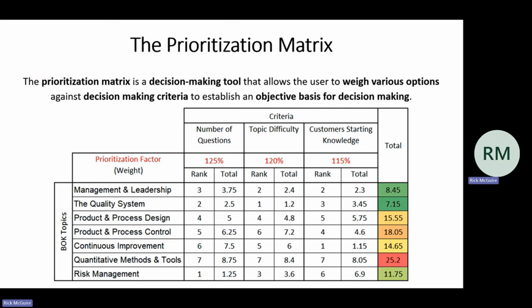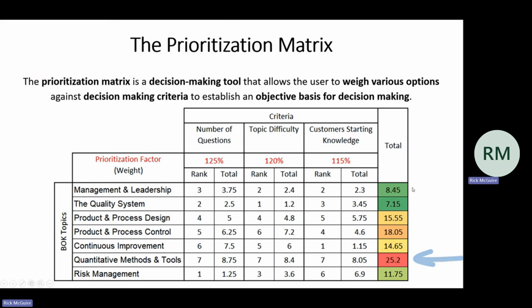Now to decide what to focus on, I wanted to go through this process of weighing the various options against specific decision-making criteria. So in this particular example, I said, okay, how many questions are on the exam from that particular topic? How difficult is that topic in general? And then what is my customer starting knowledge? And across those three different factors, I essentially rank ordered all 7 categories in the body of knowledge to land on what I should be focusing on. And that came out to be statistics. You can see it here.